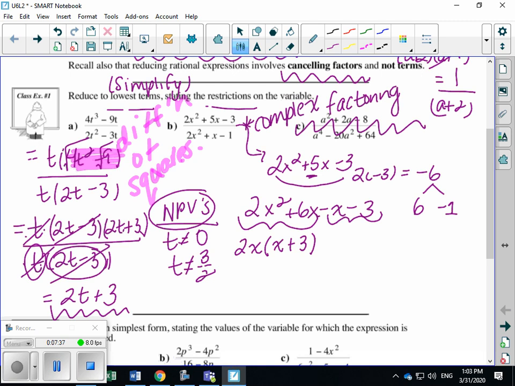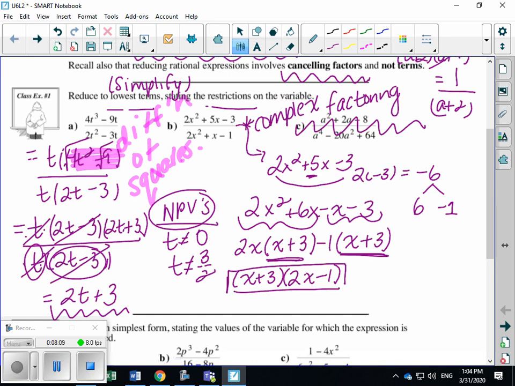And then look at the next two terms. Can I take anything out? Well, the only thing I could take out is a negative 1 because I want it to look like x plus 3. So if I take out a negative 1, I'm then left with x plus 3. Perfect. So I have the same binomials, which is what I then need to factor out. So now I'm going to take out an x plus 3. And what am I left with? I'm simply left with 2x minus 1. So that's going to be our numerator. So there's a little bit of work to do there.